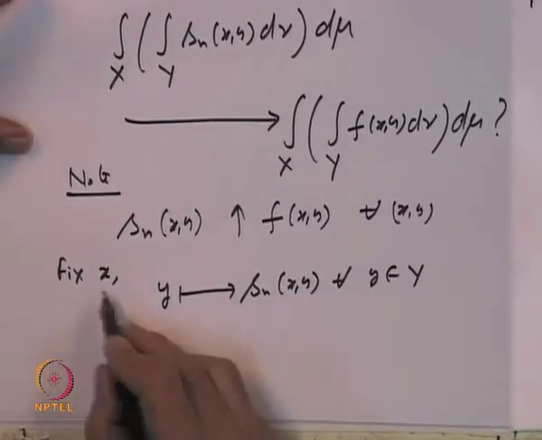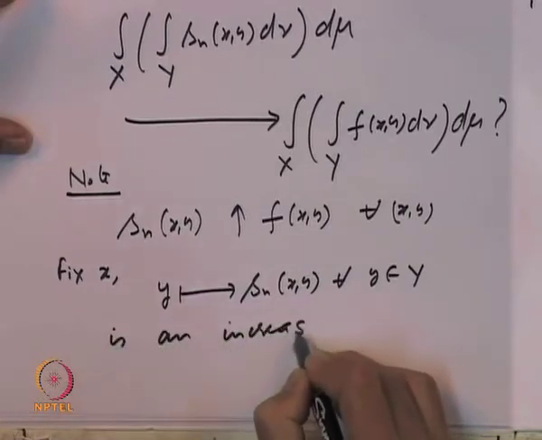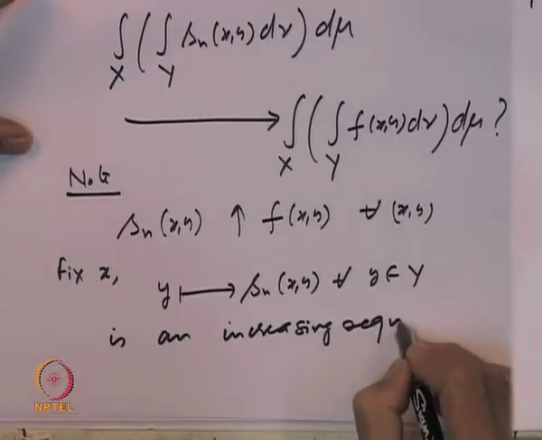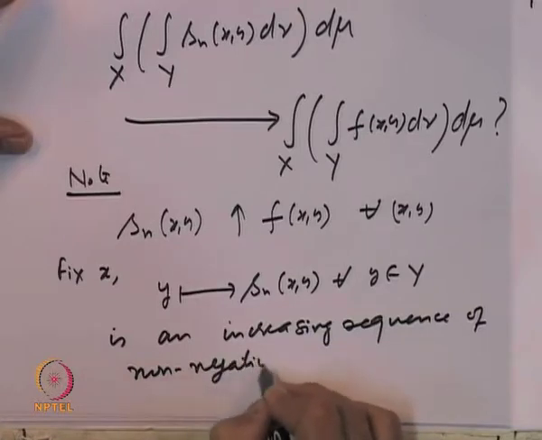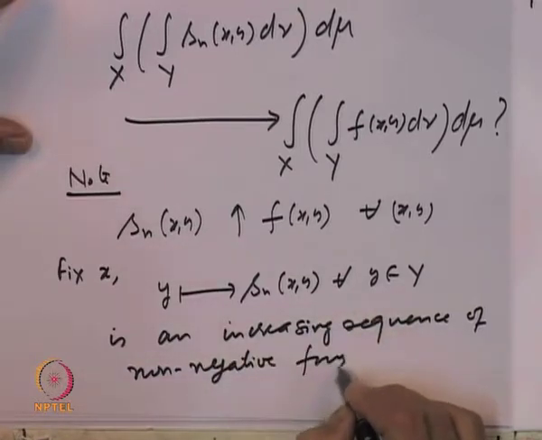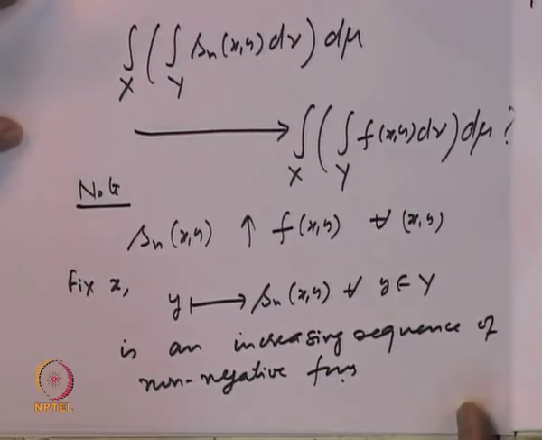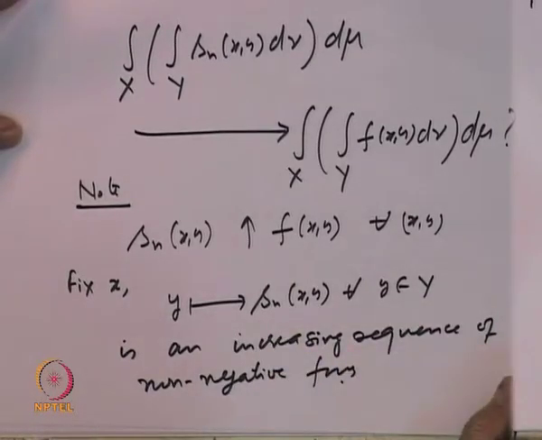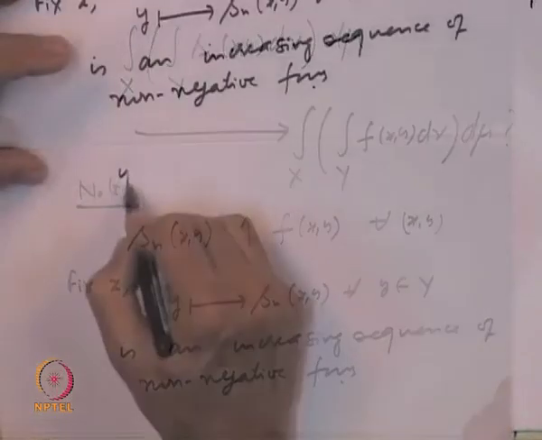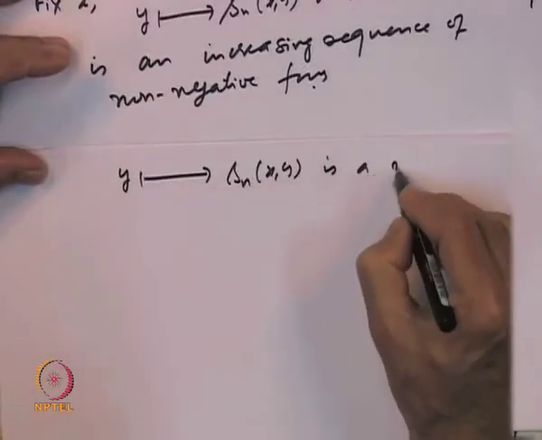First of all, this is clear that for fixed x, this is an increasing sequence of non-negative functions. So, this is an increasing sequence of non-negative functions, and each one of them is a measurable function on Y. And the second observation is that each one of them, the function y going to s_n(x, y), is a measurable function.